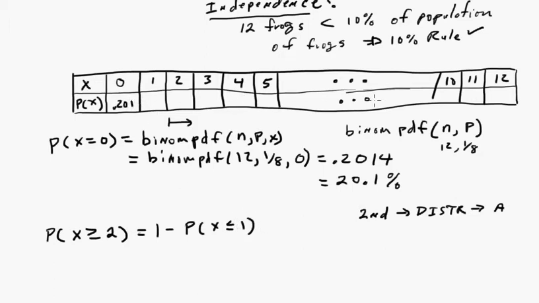Okay, so we'll just do 1 minus. So remember, all of these probabilities have to add up to 1. Okay, so this is just 1 minus binomCDF, 12, 1/8, and 1. And I believe that's going to be 0.45, something like that. 0.453.